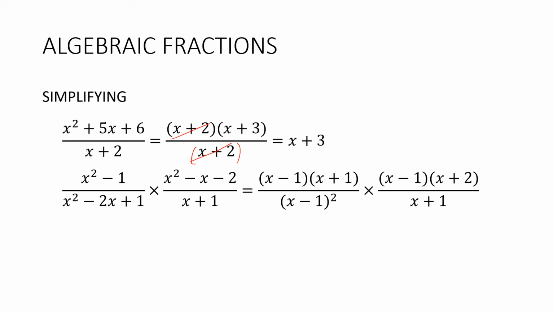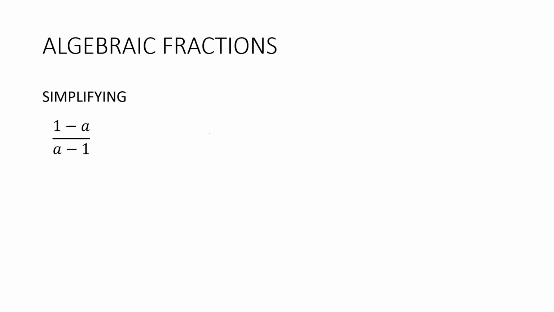Okay, so let's see what cancels. We've got an x minus 1 here. I can cancel with one of those. We've got an x plus 1 that can cancel with that. And this x minus 1 can take out the rest of that. What are we left with? X plus 2. And one more.